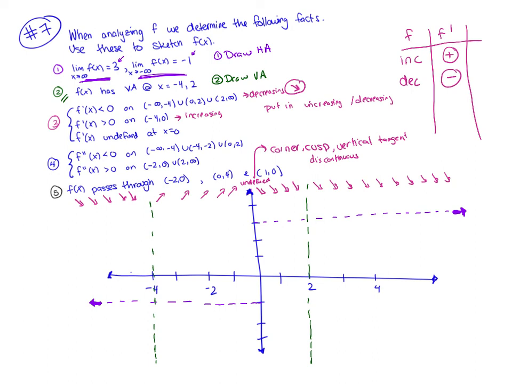Now, in step 4, the second derivative tells us about concavity. If the second derivative is positive, that means my function is concave up. So I've got that cup up shape. And if it's negative, then I have that concave down, frown down. So I'm going to be concave down from negative infinity to negative 4. I'm just going to draw this frown down.